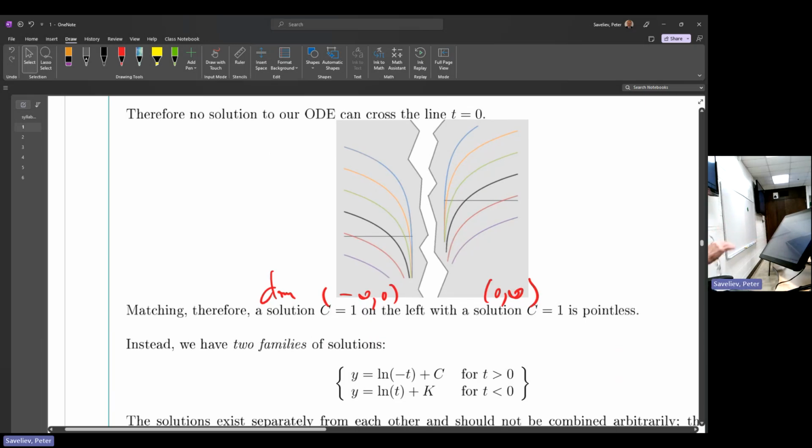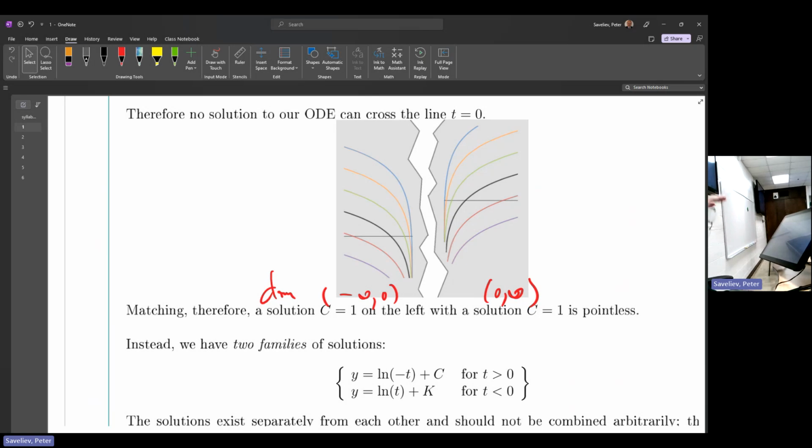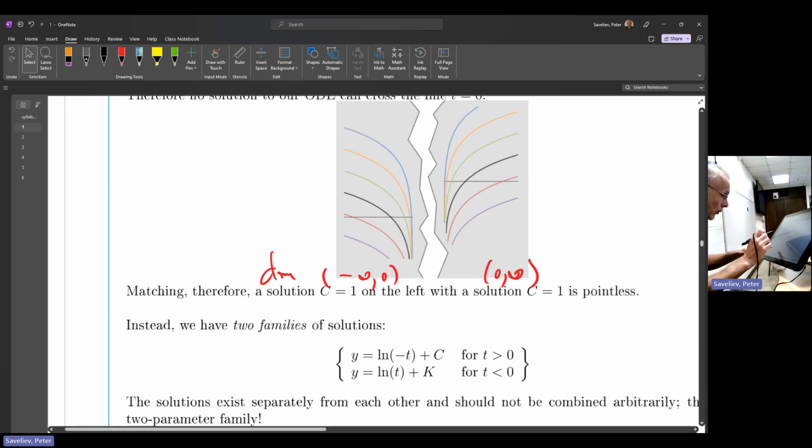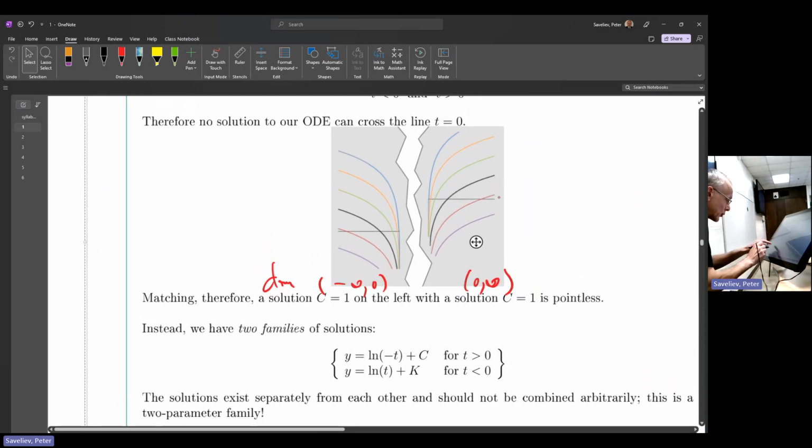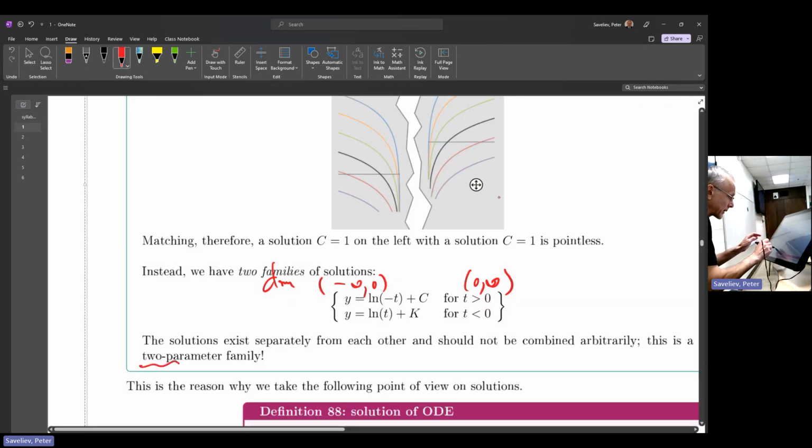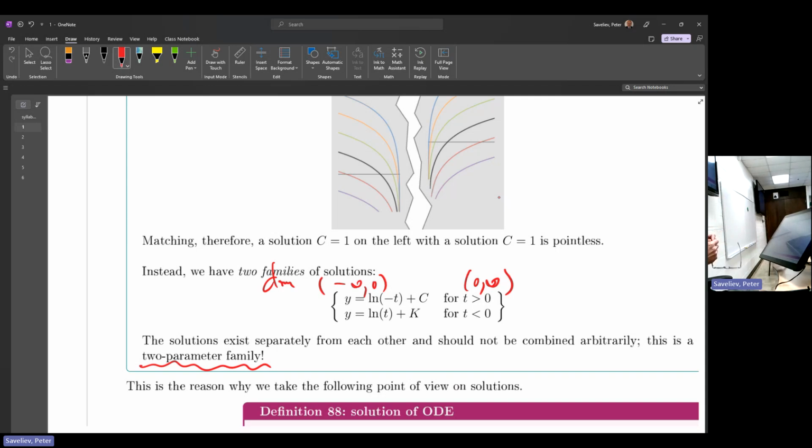Okay, so in other words, you can vary on the left independently of what you vary on the right, because once again, there is no link between them. So it's actually a two parameter family of solutions. And this reflects the nature of the domain, which happens to have a gap. You can imagine, instead of having one cut, if you had two cuts, there would be a three parameter family, three different pieces, and within each of which there's a separate family.